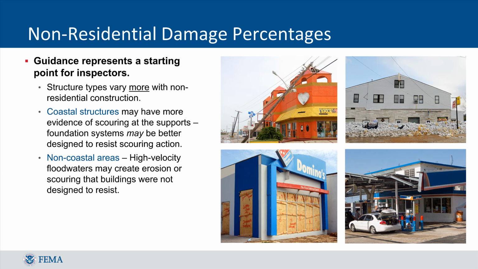As with the residential example, many of the photos in the slides that follow are from damage that occurred in coastal areas, and some buildings in these areas may be better designed to resist damage from storm events than others. This is something to be on the lookout for as you are inspecting a structure.